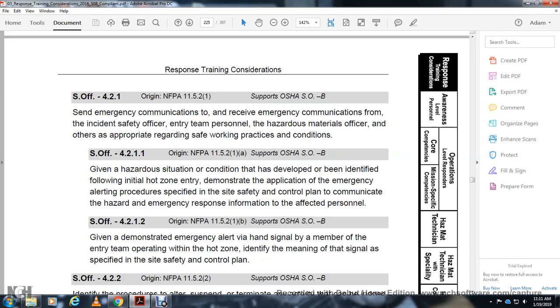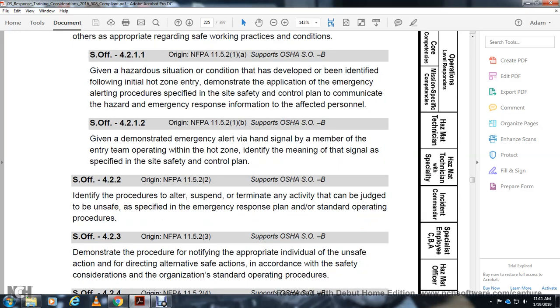Demonstrate the emergency alert via hand signal to the members of the entry team operating within the hot zone, meeting the signal specified in the site safety control plan. Identify the procedure to suspend or terminate any activity determined to be unsafe, as specified by the emergency response plan and standard operating procedures.